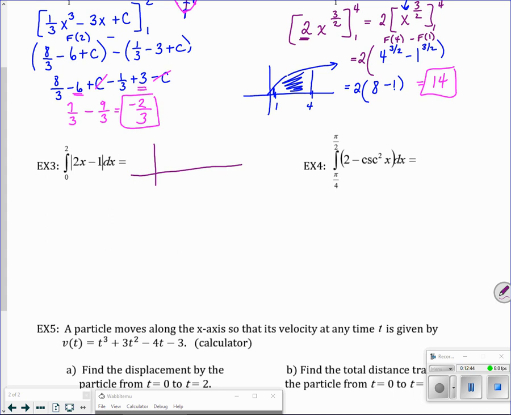Remember, where is my sharp turn? You get that by setting what's inside the absolute value equal to 0. So I know you can solve that and you get 1/2. That means this graph, I'll make it really big, that would be where my V is, and it's going up, so that graph is doing something like that. And I'm evaluating from 0 to 2. So really what I need to do is find the area of those two triangles.